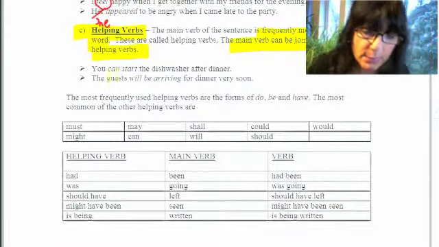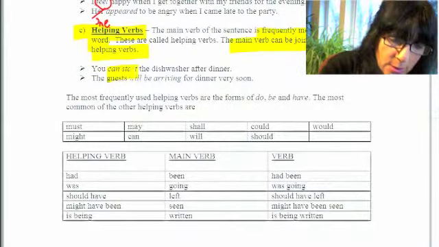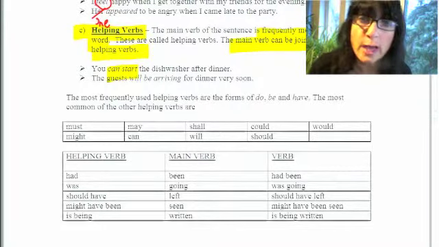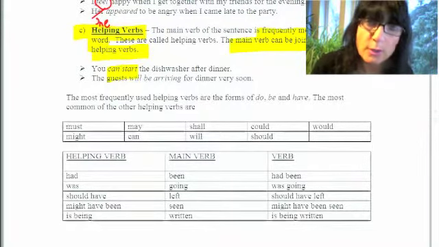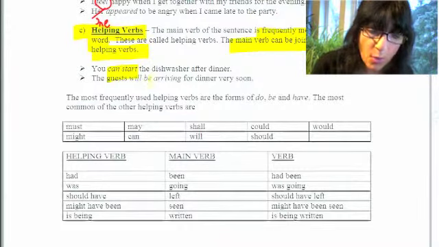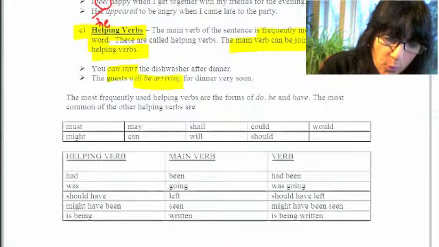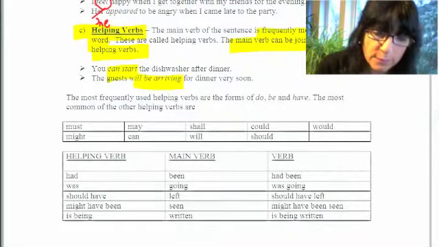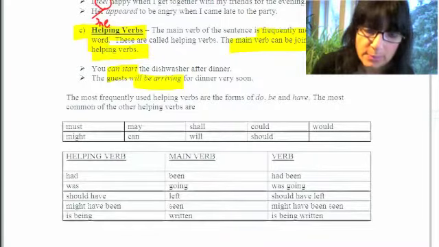Let's look at some examples. You can start the dishwasher after dinner. The main verb is start, the helper would be can. Or in this example, the guests will be arriving for dinner very soon. Arriving is the main verb, will be would be the helper verbs.